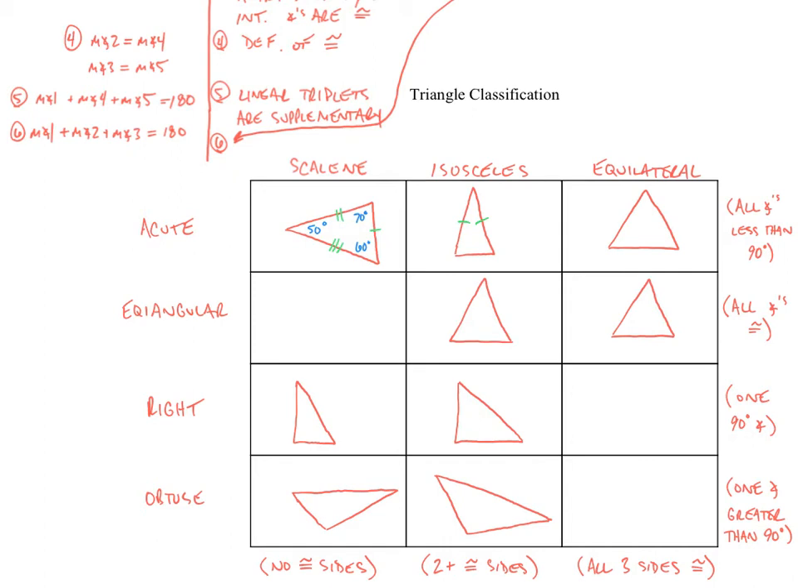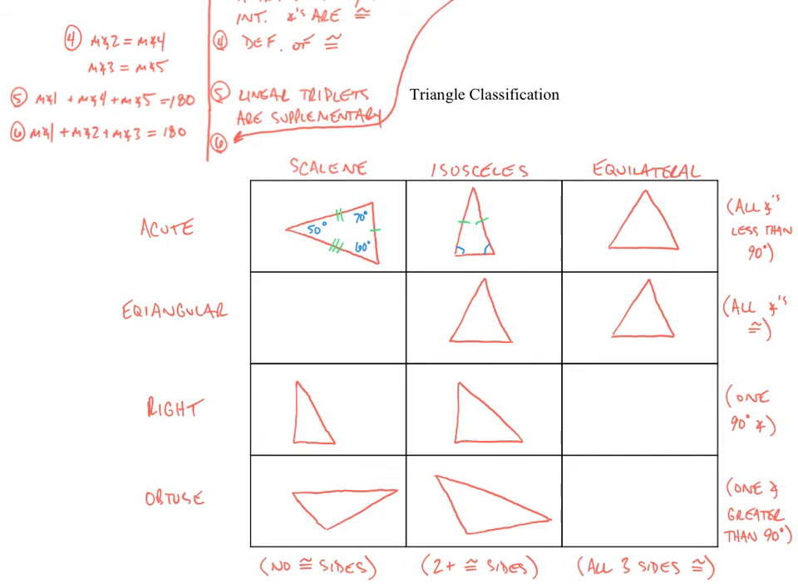With that is actually going to come 2 congruent angles as well. So again, you'll see that all of the angles are less than 90. None of these are greater than a right angle or equal to a right angle. And we have 2 sides that have the same measure, so it is isosceles.